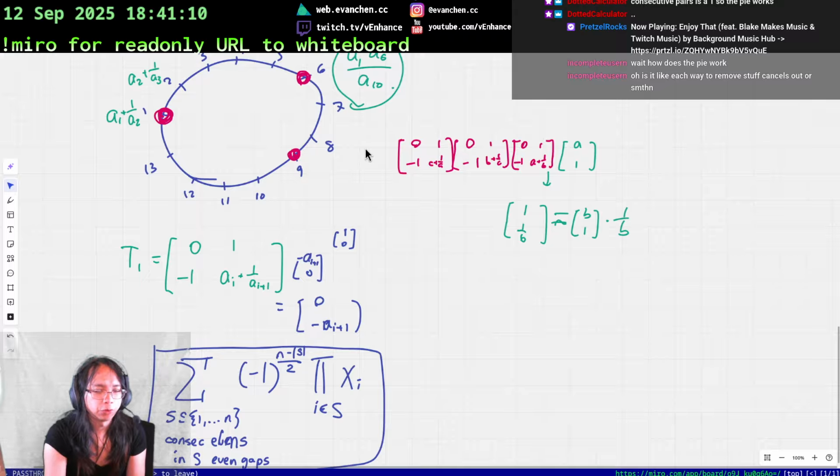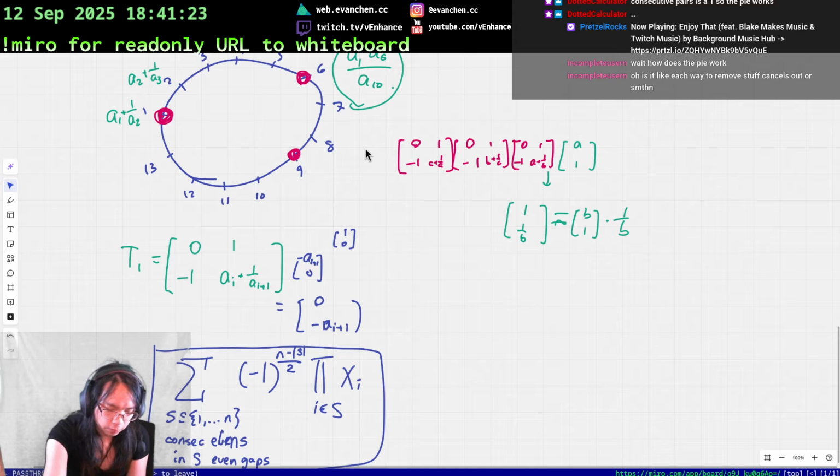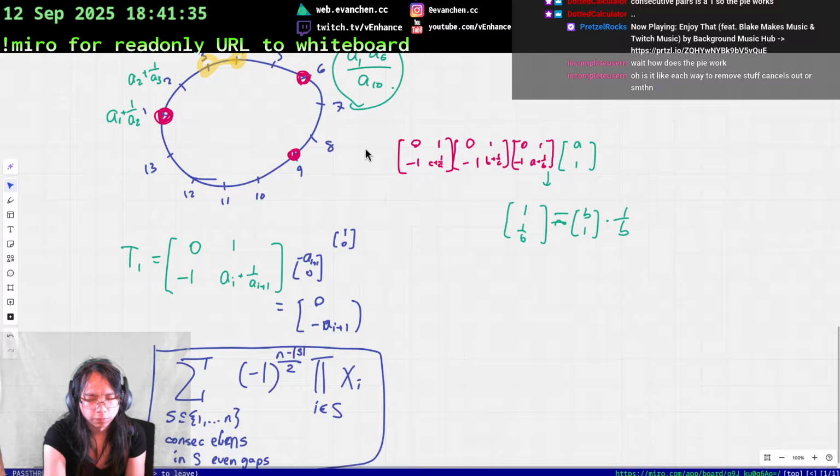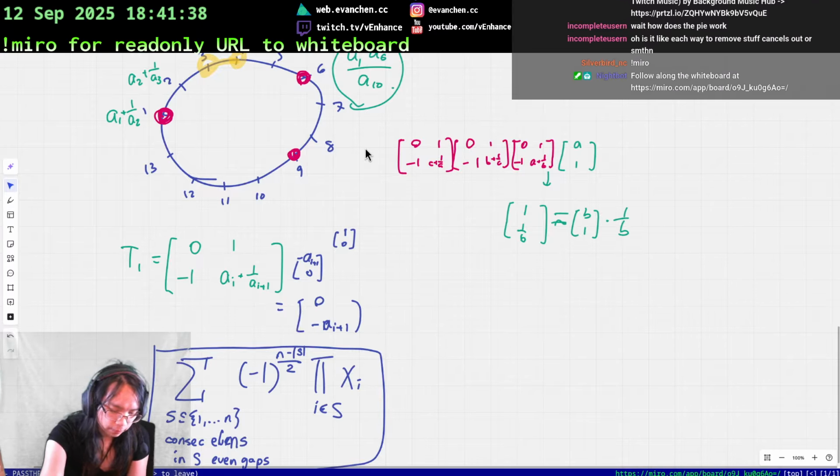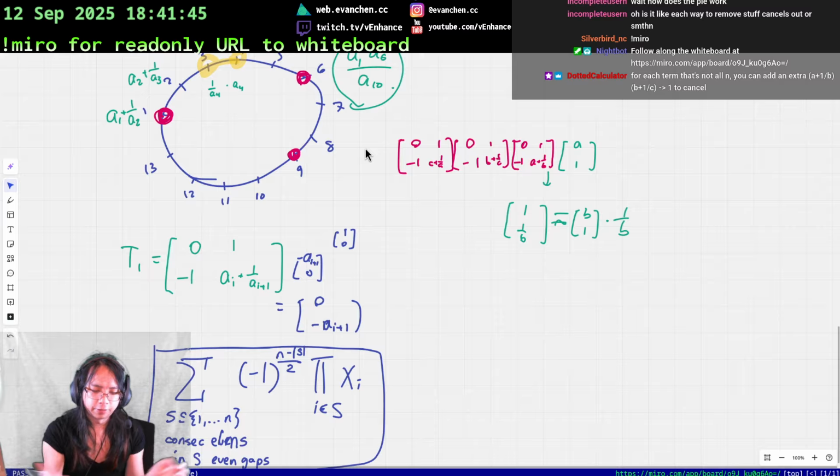So the things that will contribute correspond to it. In order to get this, you need to have these 3 red dots. So S should contain 1, 6, and 9. And then any more red dots you have should correspond to things that pair up. Like, you can have a... I don't know, like here or something. And this would correspond to an A4 canceling a 1 over A4. So it's like this big sum across things.